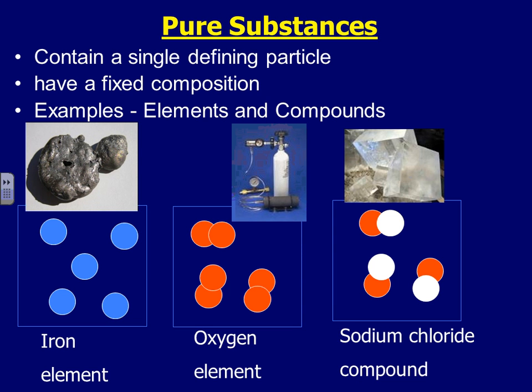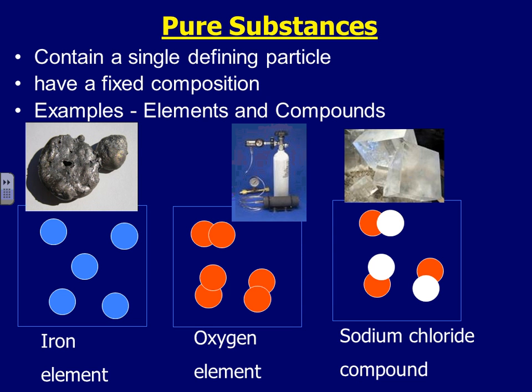So they contain a single defining particle. We're talking about atoms and molecules here. So we can talk about a pure substance like iron, in this example here. In a hunk of iron, all of the atoms are the same. They're all iron atoms, as found on the periodic table. So that's a pure substance, because all the particles that make it up are identical.